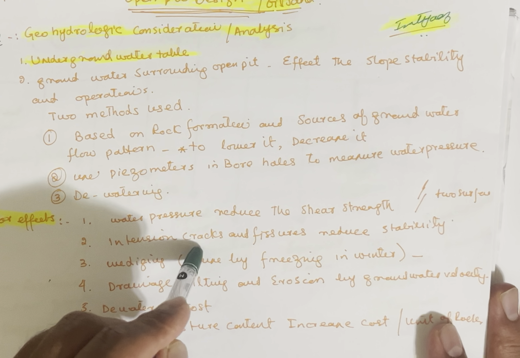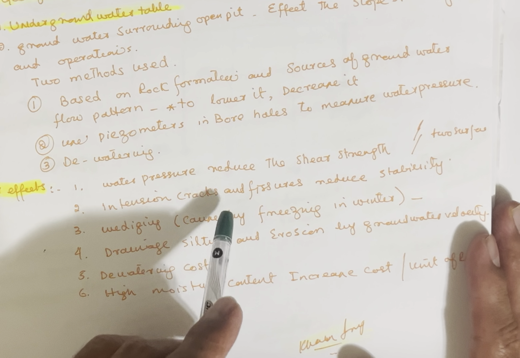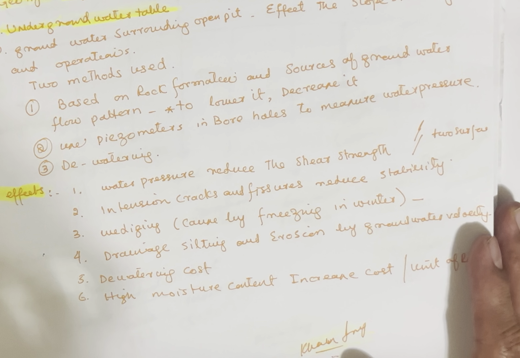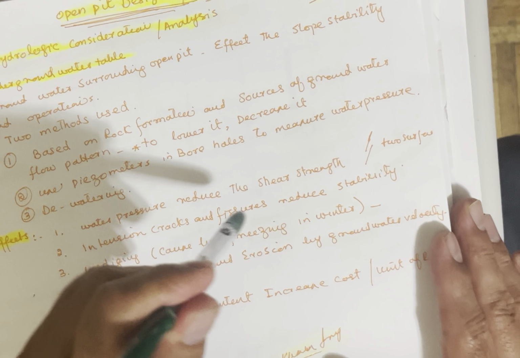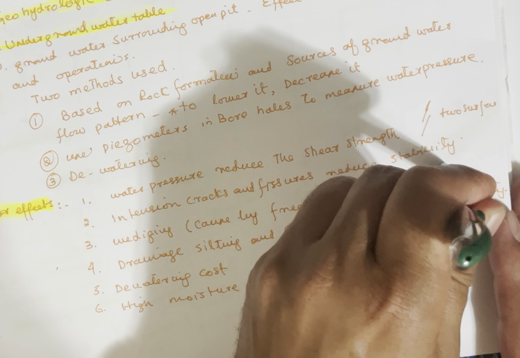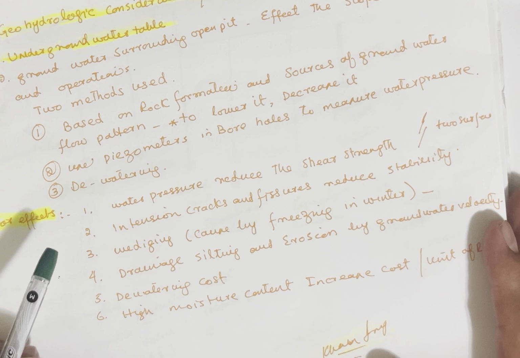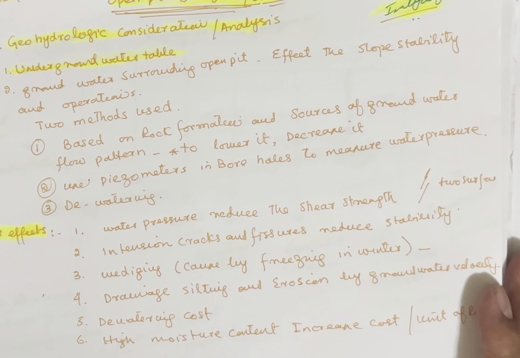The second one is tension cracks. Tension cracks and fissures are geological terms, but they are a weak zone. If the water goes inside these tension cracks, it reduces the stability and gives a chance of sliding. So this is also a dangerous phenomenon. I will give you another lecture on this later.